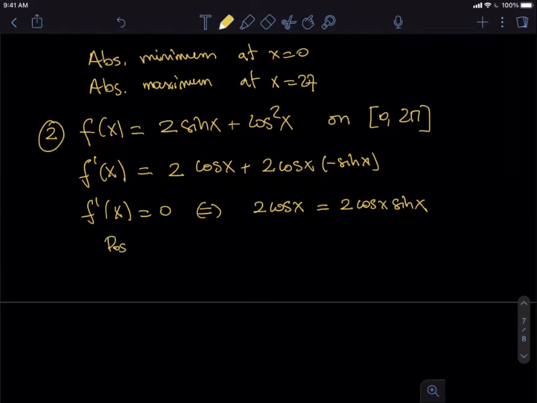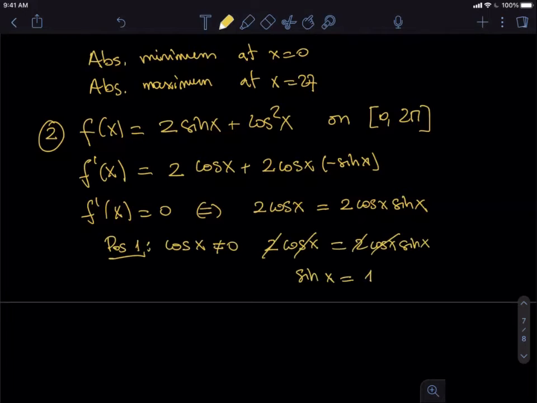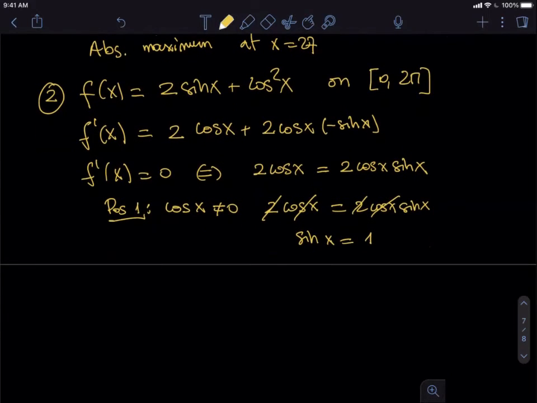Possibility number one, you may be tempted to just cross the cosine, but you should be careful doing that, because we need to make sure that the cosine is not 0 if we are going to do that. If the cosine is not 0, then I can just cross freely. In that case, sine of x must be equal to 1. And when does this happen? The sine is equal to 1 when x is pi over 2 plus 2 pi k.